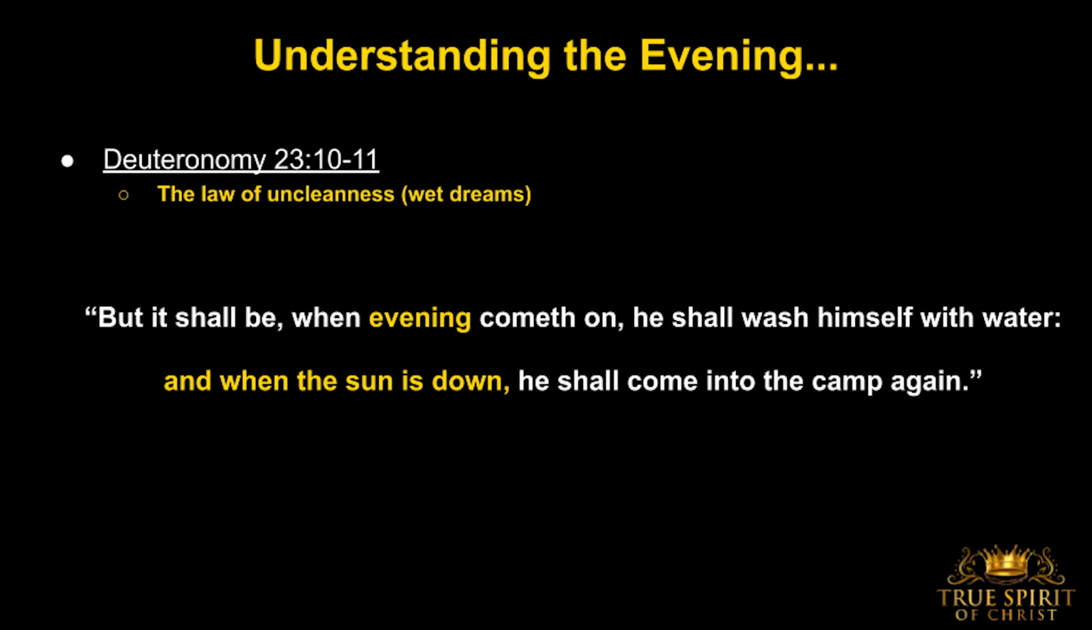Next is the law of uncleanness in Deuteronomy 23. This is the book of Deuteronomy chapter 23 and verse 10. It reads, If there be among you any man that is not clean by reason of uncleanness that chanceth him by night, then shall he go abroad out of the camp. He shall not come within the camp, but it shall be, when evening cometh on, he shall wash himself with water. And when the sun is down, he shall come into the camp again.